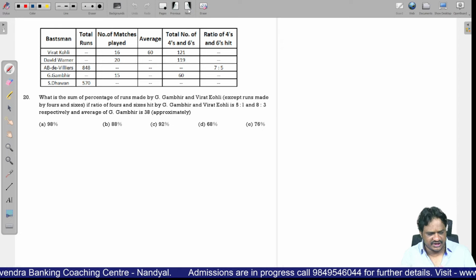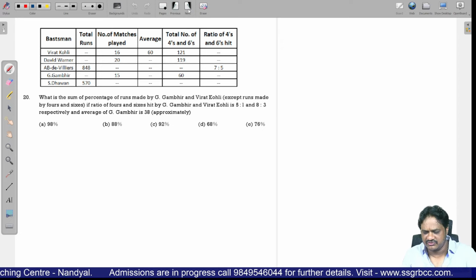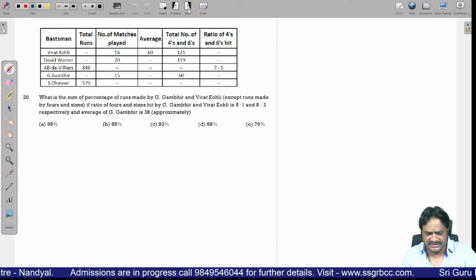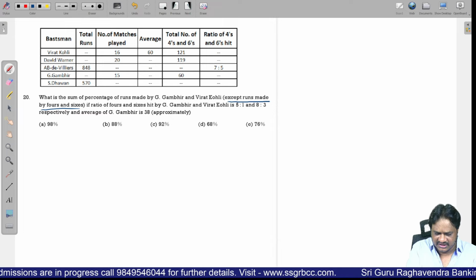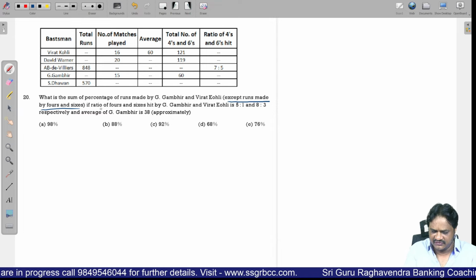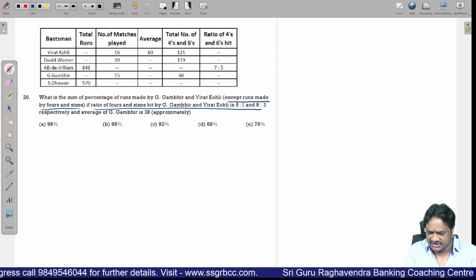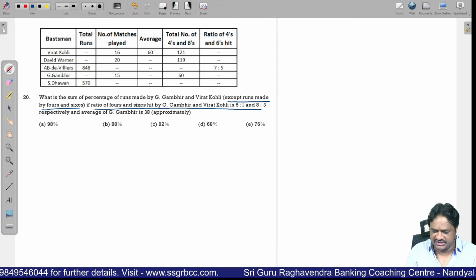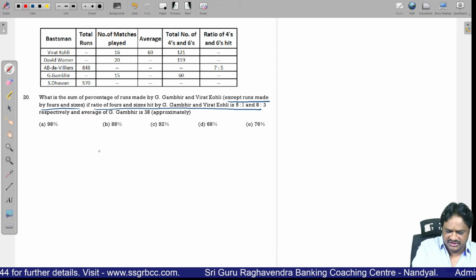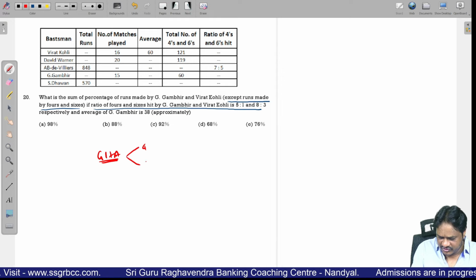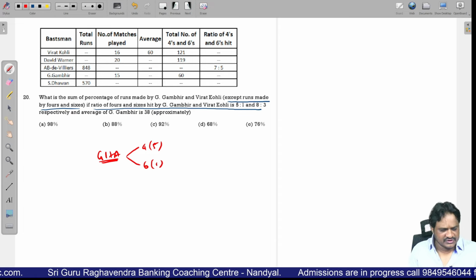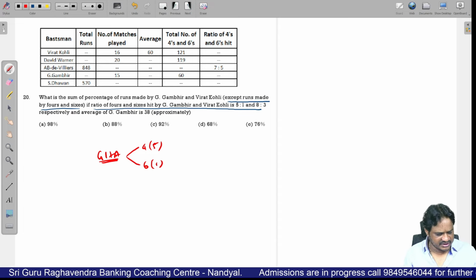Let us see the 20th question. What is the sum of the percentage of runs made by Gautam Gambhir and Virat Kohli except the runs hit by fours and sixes? Other than boundaries, you have to calculate the runs made by Gautam Gambhir and Virat Kohli. If the ratio of fours and sixes hit by Gautam Gambhir and Virat Kohli is 5:1 and 8:3. First Gambhir, fours and sixes, the ratio is 5:1. And then Virat Kohli.